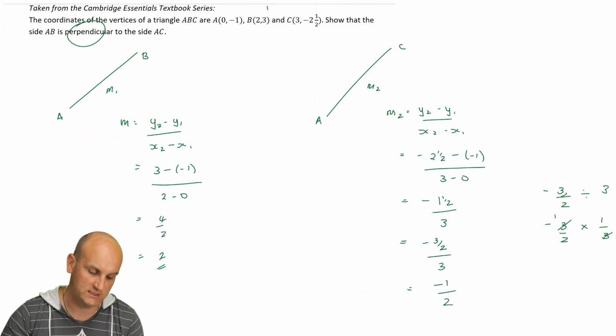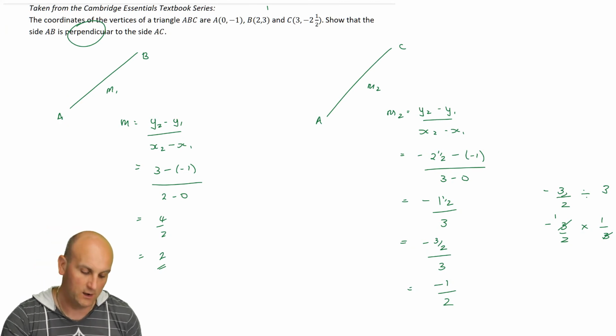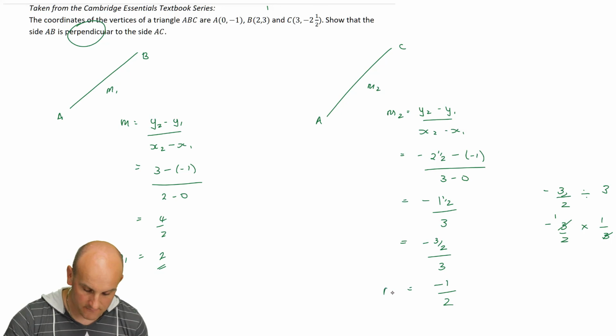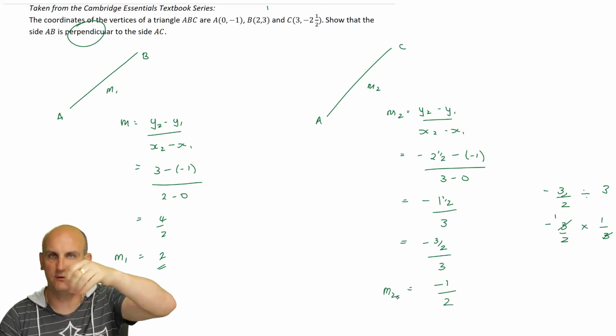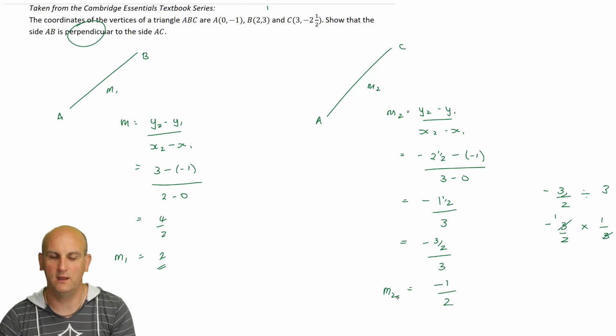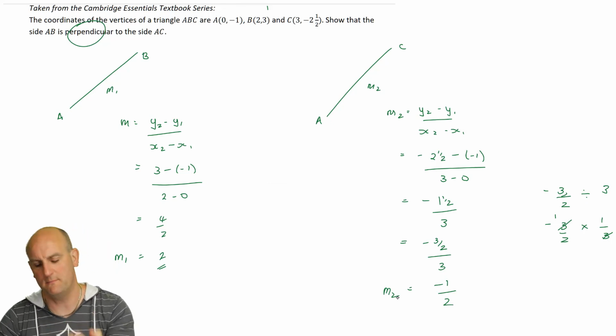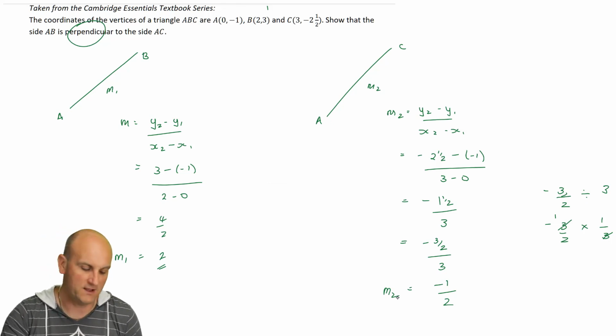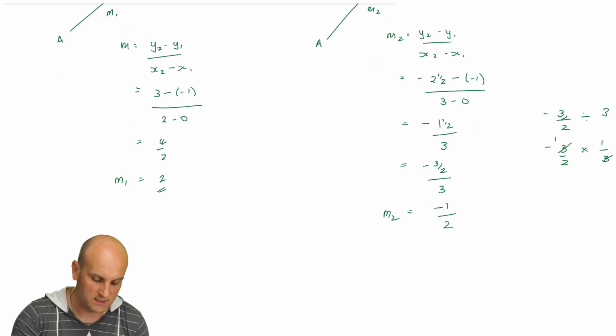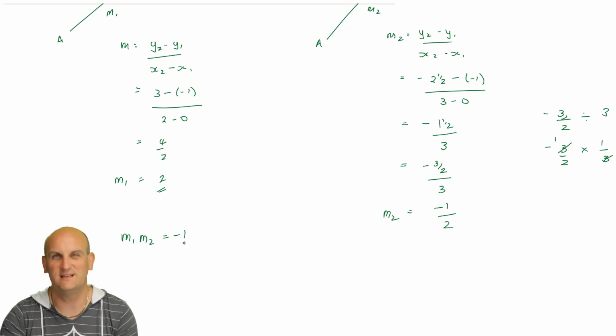But the question is, did I prove that they were perpendicular? Well, I've got my M1 is equal to 2, and I've got my M2 as minus 1/2. Is one the reciprocal and the negative of the other one? I should say so. And so in my question, I would write down, hence M1 and M2 are perpendicular because, and my advice is if you're going to write it in words, write that M1 times M2 is equal to -1. And that's going to prove that you understand what's going on.